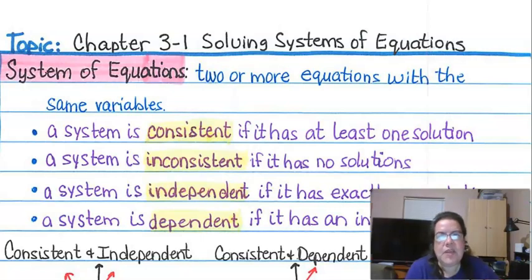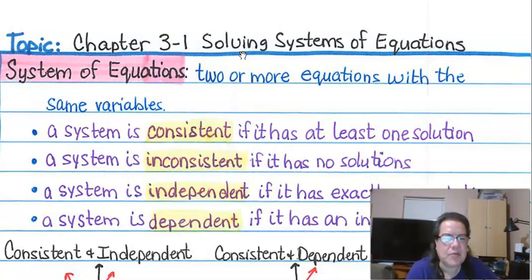So in chapter 3-1, we start learning about solving systems of equations. So far we've been dealing with one equation at a time, pretty much, other than the step piecewise functions and so on. But now we're going to be dealing with a linear equation, possibly quadratic, etc. But we're going to try to solve not just one, but two or three or four, etc.